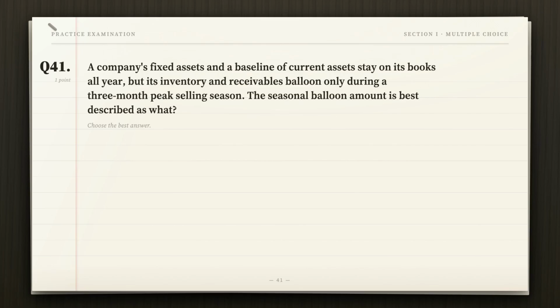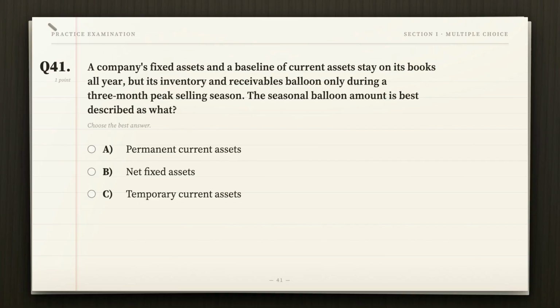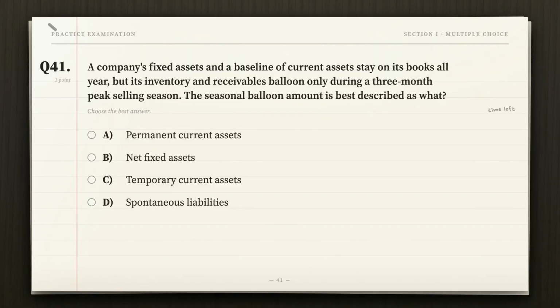Your options are: A. Permanent current assets. B. Net fixed assets. C. Temporary current assets. D. Spontaneous liabilities. Which one is it? Pause the video if you need more time.